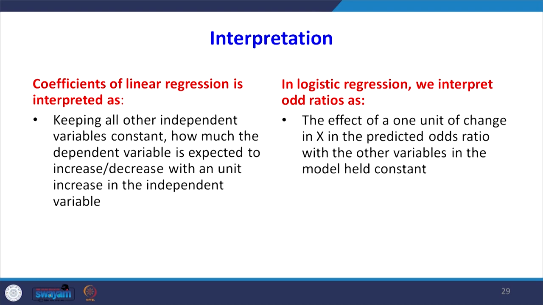The point here is that the coefficient in logistic regression is explained with the help of the odds ratio. Suppose the odds ratio is 3. If there is a 1 unit increase in the independent variable, there is 3 times more chance that the probability will increase. This is the way to interpret the coefficient of logistic regression.